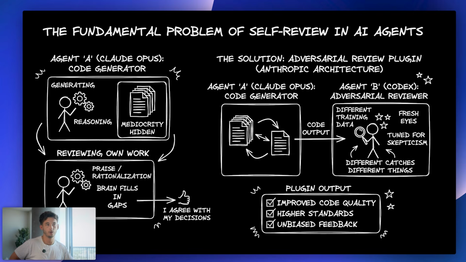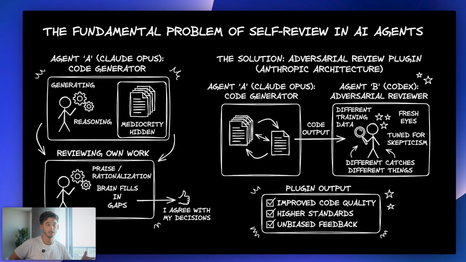Now, where things get a little bit more interesting has to do with a very fundamental problem with having just one AI model writing your code and then reviewing its own code. Anthropic actually published about this on their engineering blog just last week. Their engineers found that when you ask an agent to evaluate work that it just produced, it tends to praise its own output.